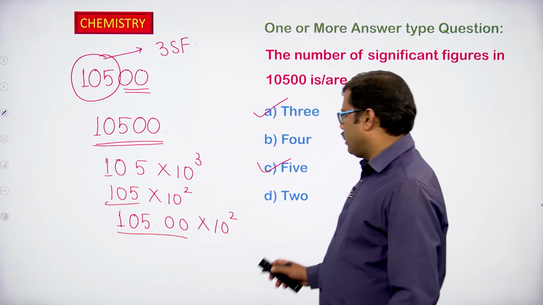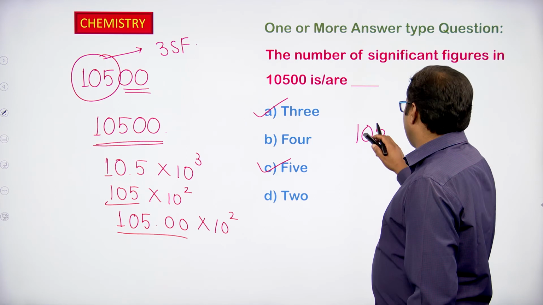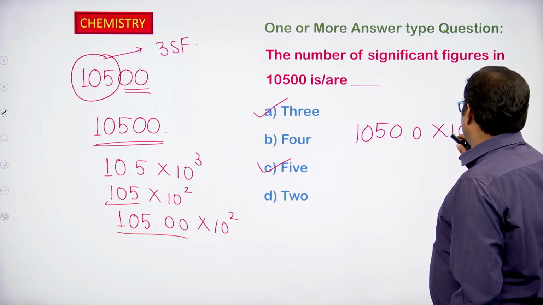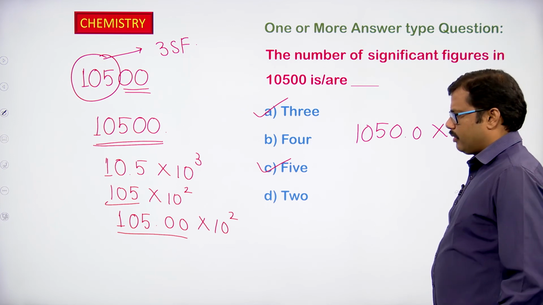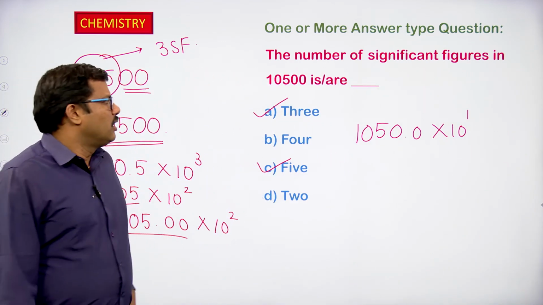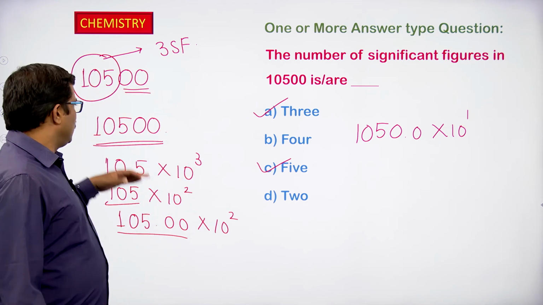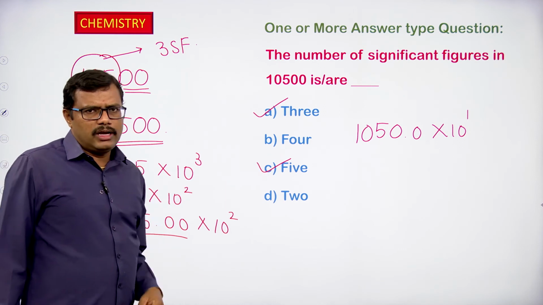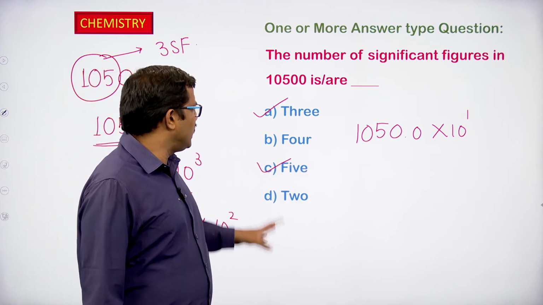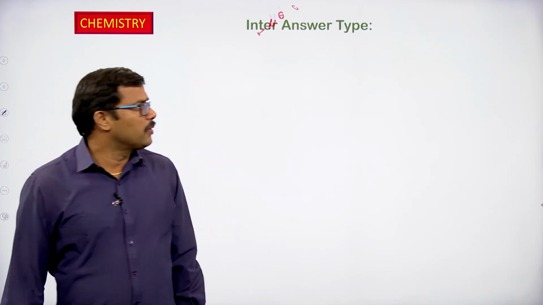And if we are going to write in this way also, we are going to get 5 significant figures, 10 to the power of 1. In any way if you try to arrange, if there is no decimal point, in that case we get 3 significant figures. If we are keeping a decimal point, automatically we end up with the 5 significant figures. So, 3 significant figures are present as well as 5 significant figures are present in this particular number.